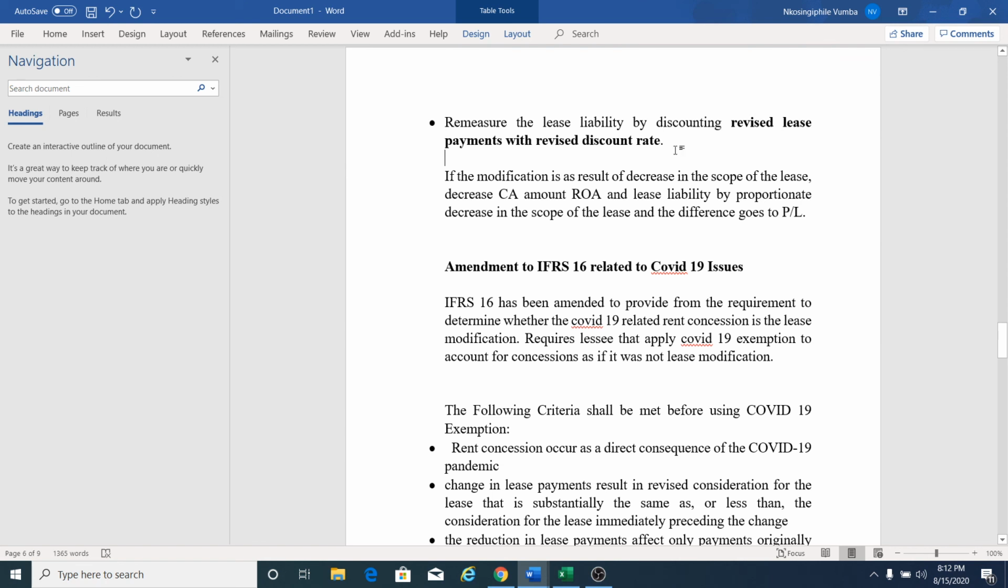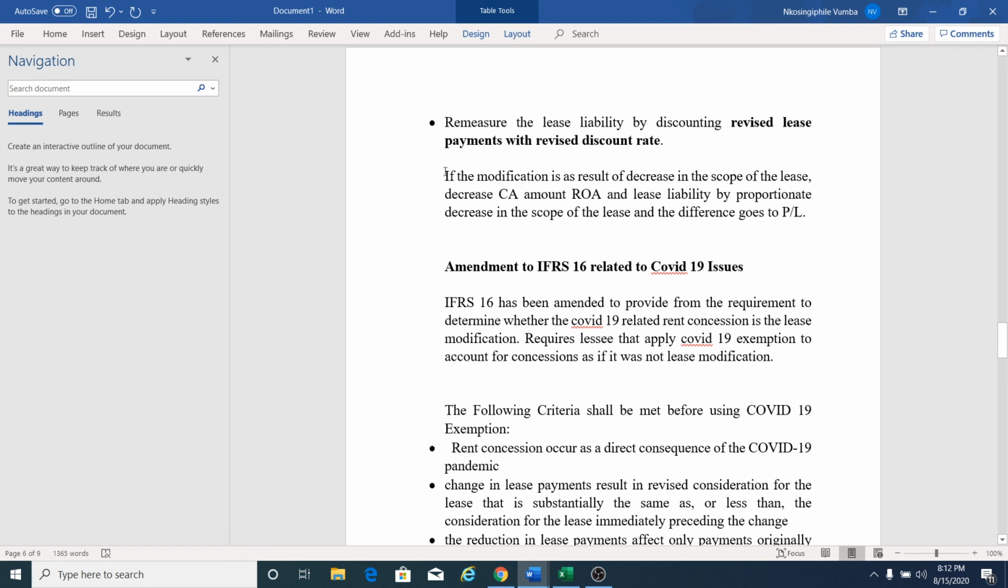Actually, when you do this practically, it's not that different from how you do the reassessment, but the rules behind are different. Now everything is revised lease payments and a revised discount rate. Then you adjust your ROA and your lease liability accordingly.